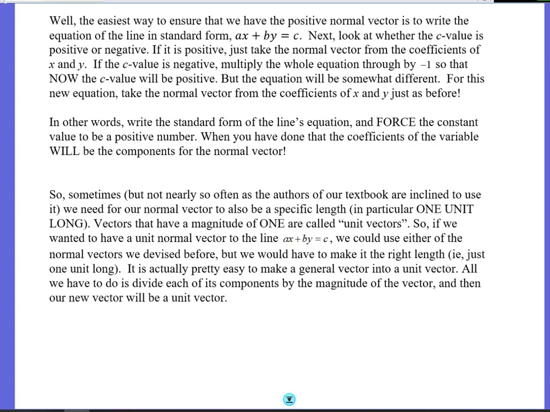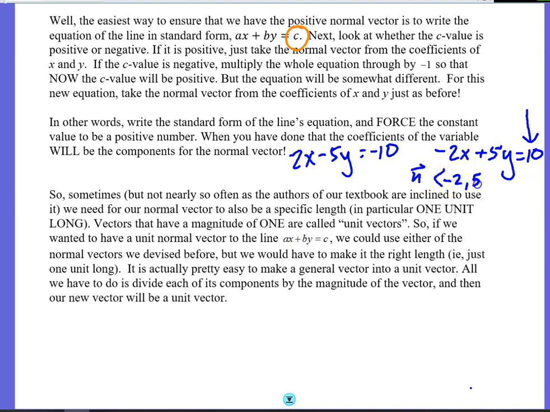I think I have this on my next page, yeah. If you want to ensure that you have a positive normal vector as in A and B, just make sure that C is positive. If it's not, force it to be positive. For example, if I have the equation 2x minus 5y equals -10, and I want to make sure I use the right normal, I could multiply everything by -1, force C to be positive, and then my normal to that line would definitely be -2, 5. I could also get it from here by saying, this is negative, so I have to switch them, -2, +5. It's up to you, okay?